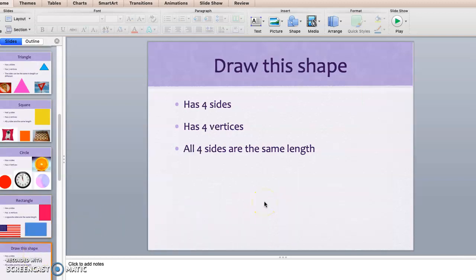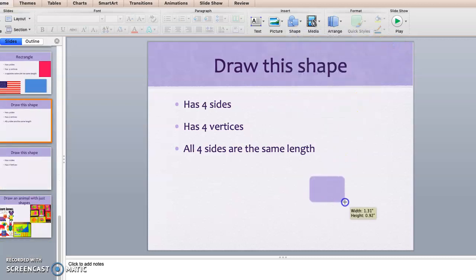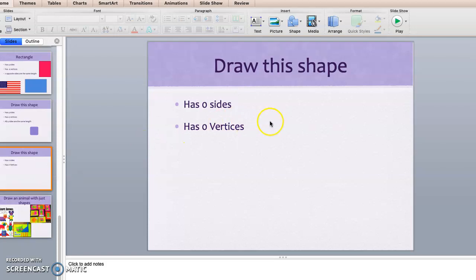So now we're going to practice drawing these shapes. So I would like you guys to get out your piece of paper and your pencil, and I want you to draw the shape that has four sides, four vertices, and all four sides are the same length. So try and think back of those shapes we just talked about. Which one has all four sides that are the same length? All right, I'm going to show you. We have a square. Good job, class.